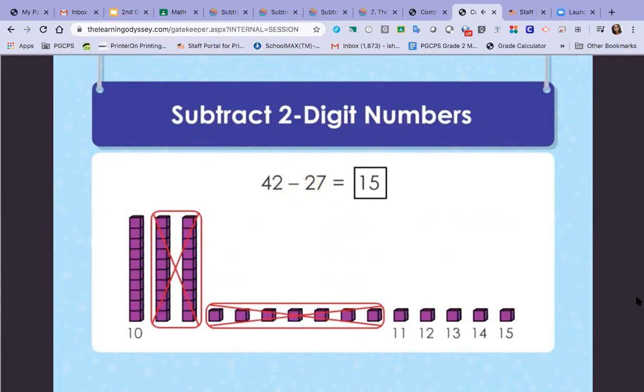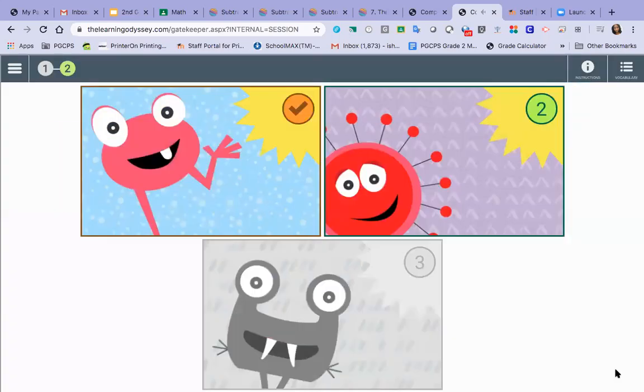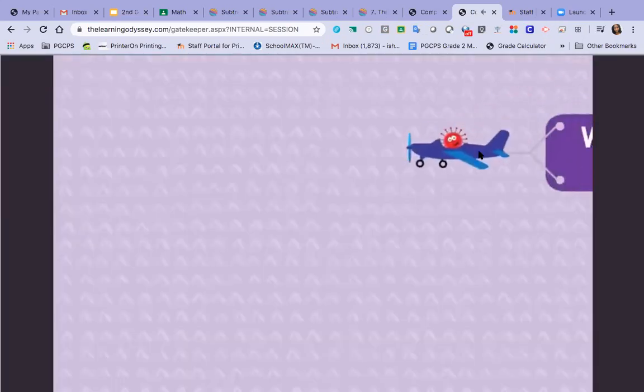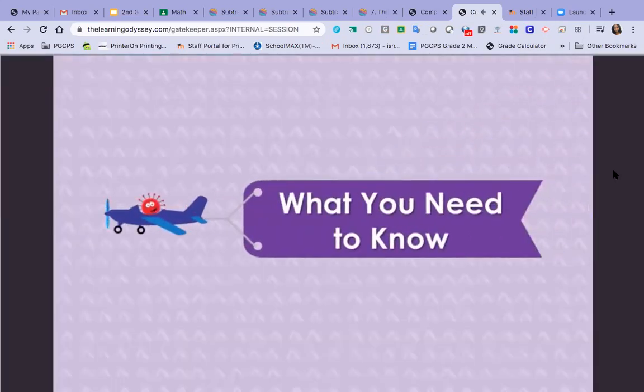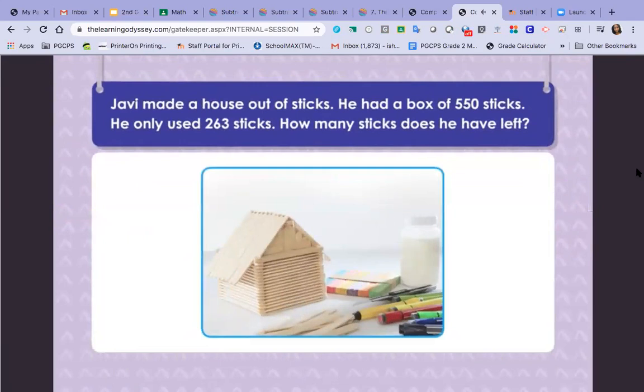Okay, we're ready. Let's go. Okay, here's what you need to know. Let's get back to Javi. Javi made a house out of sticks. He had a box of 550 sticks. He only used 263 sticks. How many sticks does he have left?